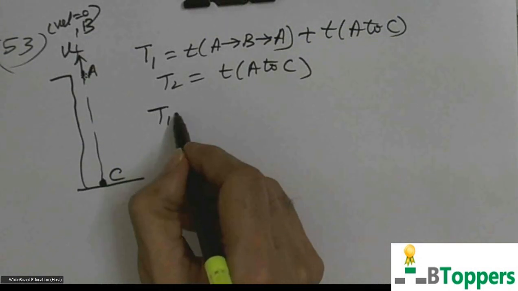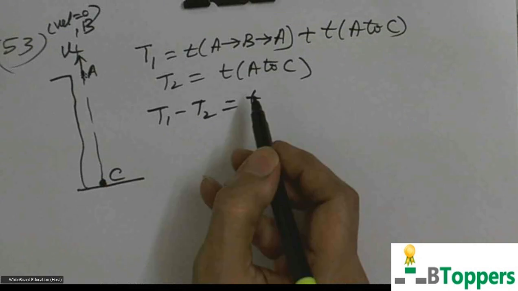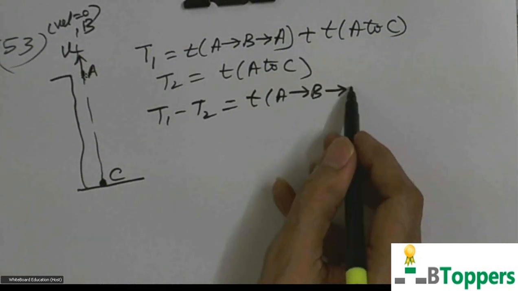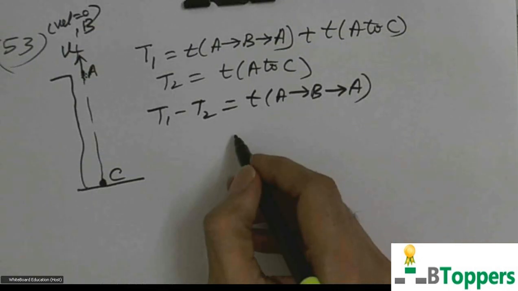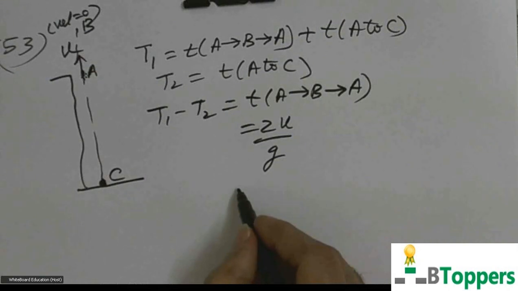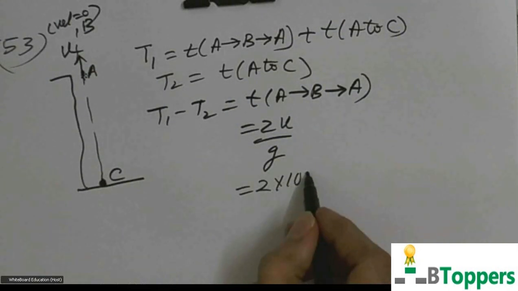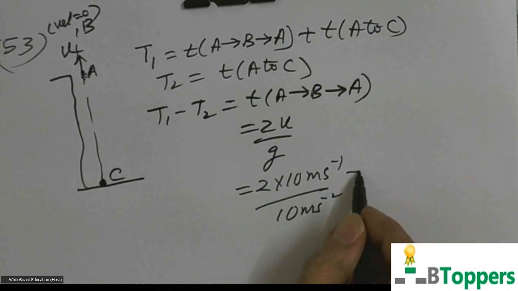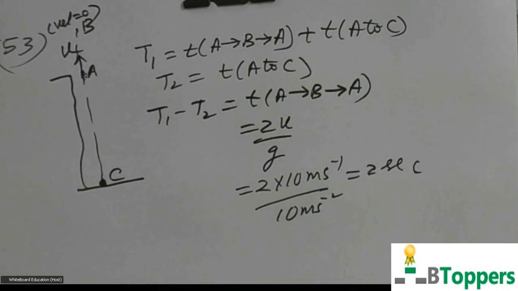If you subtract the second equation from the first, you get T1 minus T2 is equal to the time taken by the first ball to move from A to B and back to A. So the time taken by the first ball to return to the point of projection is given by 2u by g. Here u is given as 10 meters per second, g is 10 meters per second square. So you get the answer as 2 seconds.